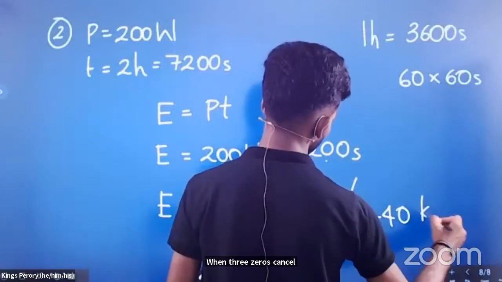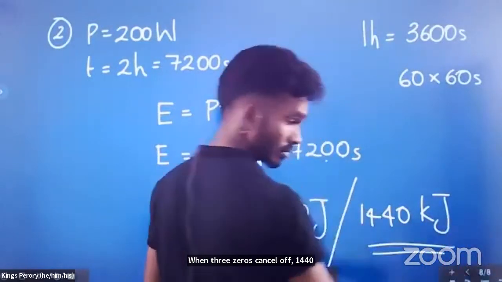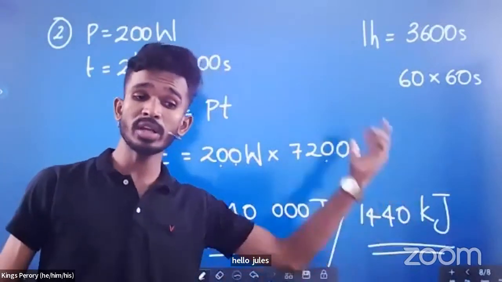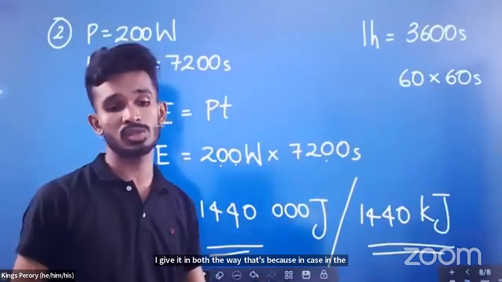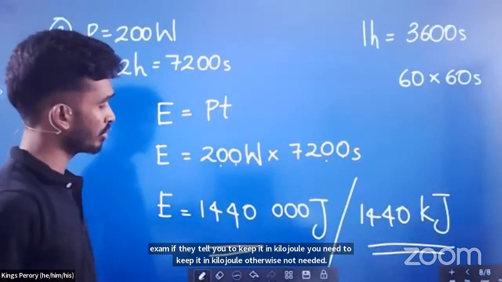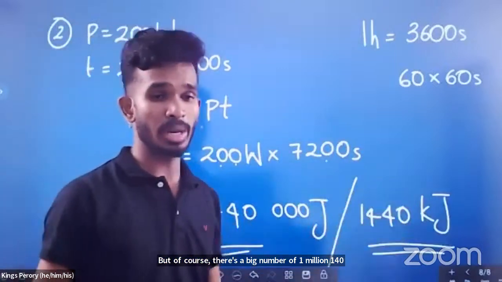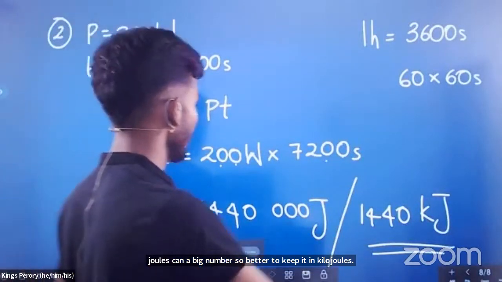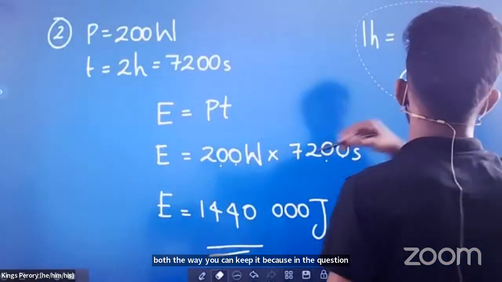1440 kilojoules. I keep it in both ways. That's because in case in the exam, if they tell you to keep it in kilojoule, you need to keep it in kilojoule. Otherwise, not needed. But of course, this is a big number. 1,440,000 joules is a big number. So better to keep it in kilojoules. Both ways you can keep it, because in the question, they are not telling which unit you need to keep it.